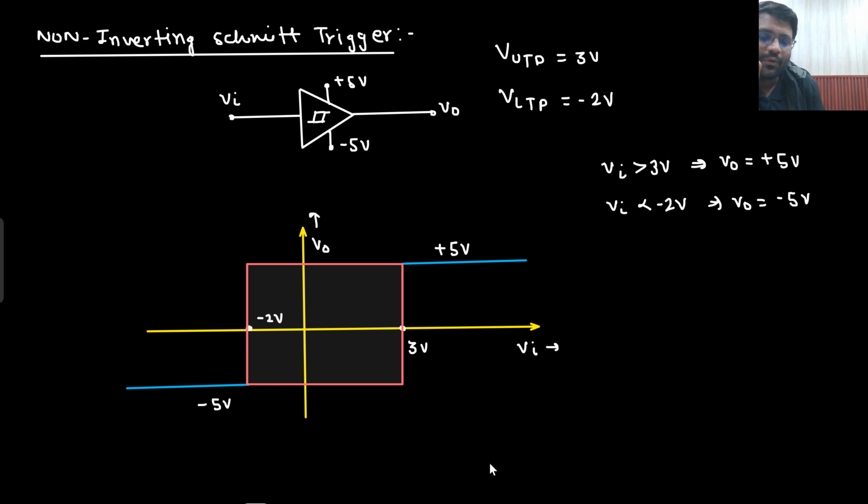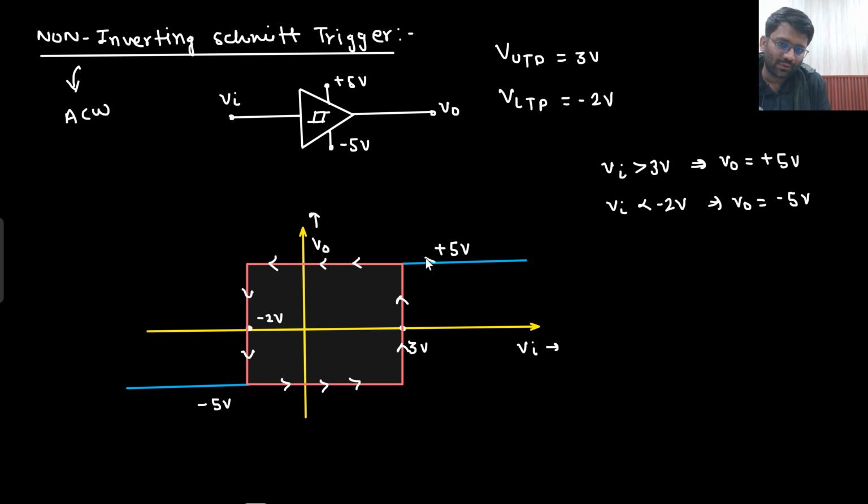Now sir, what do you mean by this particular characteristics? I will tell you, but before that, let me tell you one more thing: if it is a non-inverting Schmitt trigger, then the rotation will be anti-clockwise. What do you mean by this rotation, sir? That also I will tell you. The hysteresis, this is known as hysteresis, will be anti-clockwise for non-inverting.